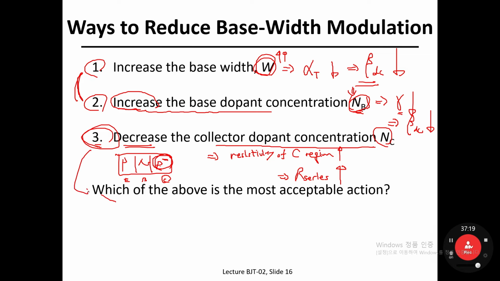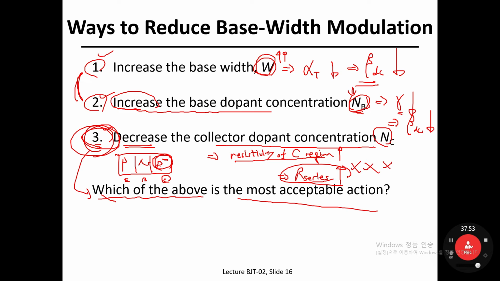So the answer for this question, which of the above, option number 1, 2, 3, which one is the most acceptable action to suppress base width modulation? The answer should be number 3. Then, I have just mentioned that the bad news of adopting option number 3 is this. Collector region resistivity increases so that the series resistance increases. But this disadvantage can be overcome. I mean, this issue can be removed by what?